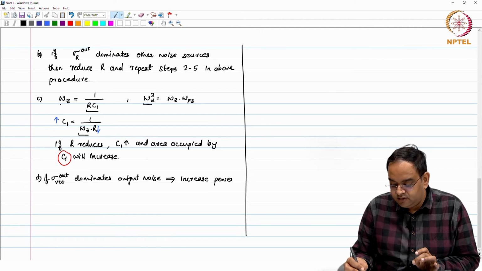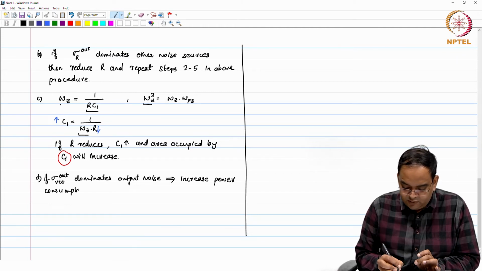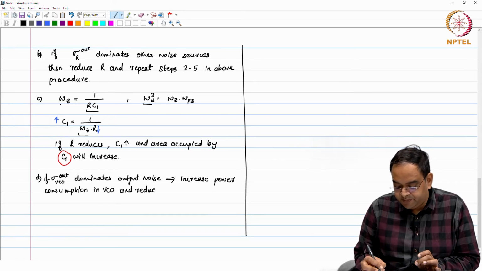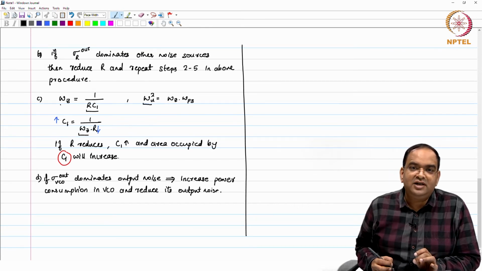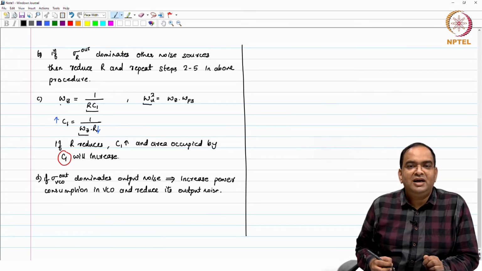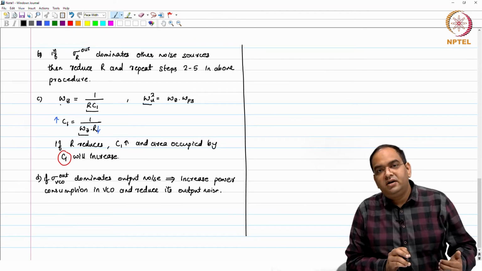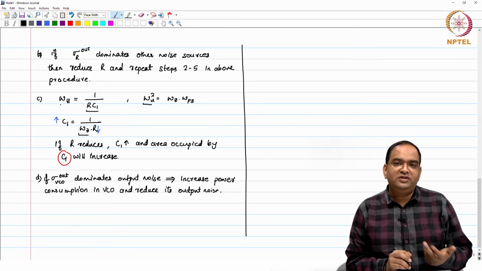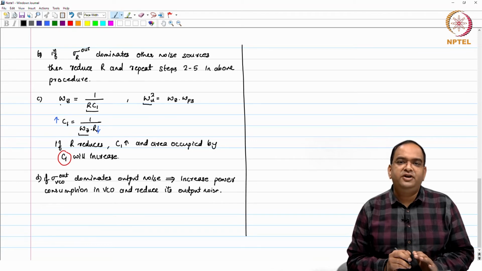increase power consumption in Vco and reduce its output noise. That is the only way. This is, well, given that the oscillator which you are using is one of the best designed oscillators. It is not a lousy oscillator where you still have margin for improvement of noise. So, to begin with, we designed the oscillator which is good, and the only way to reduce the output noise of the oscillator is to increase the power consumption and reduce the noise.